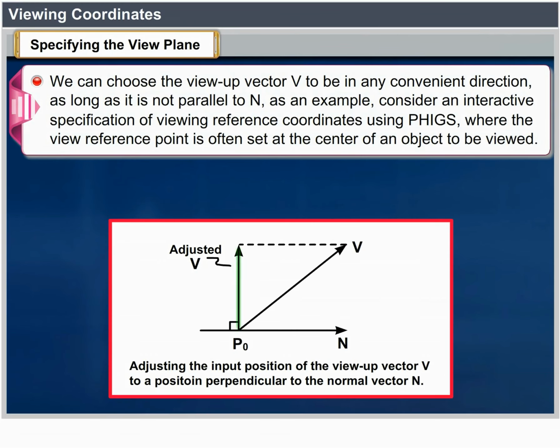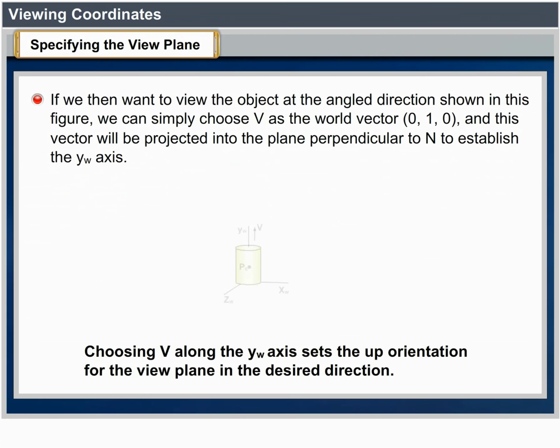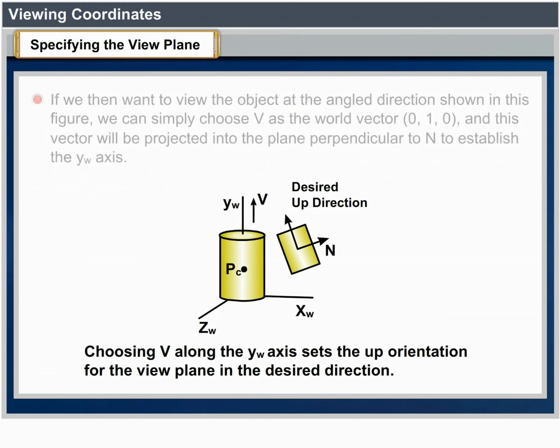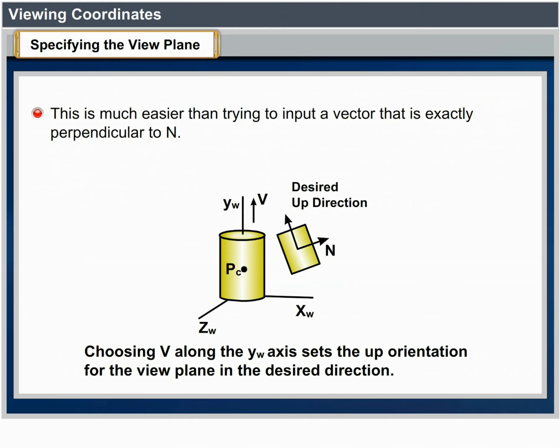We can choose the view up vector v to be in any convenient direction as long as it is not parallel to n. As an example, consider an interactive specification of viewing reference coordinates using PHIGS, where the view reference point is often set at the center of an object to be viewed. If we then want to view the object at the angle direction shown in the figure, we can simply choose v as a world vector 0, 1, 0, and this vector will be projected into the plane perpendicular to n to establish the YV axis. The figure shows choosing v along the YW axis, setting up the orientation for the view plane in the desired direction. This is much easier than trying to input a vector that is exactly perpendicular to n.